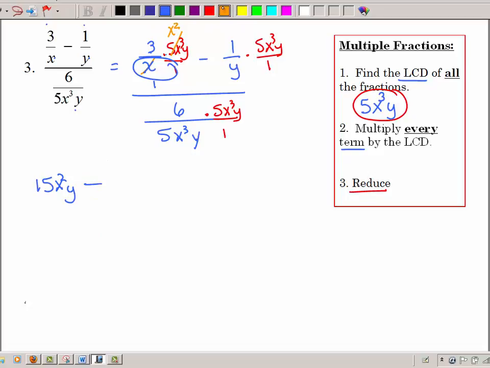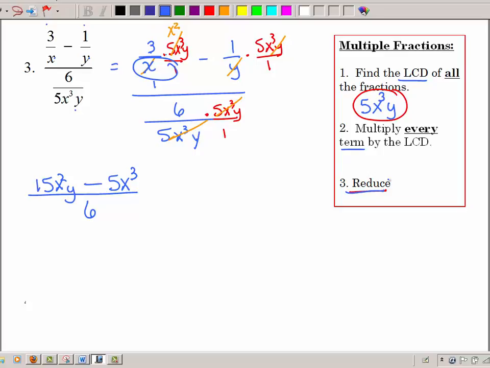Minus, here, let's see, the y's reduce, and I'm left with minus 5x cubed. On the bottom, all of that goes away, and I'm just left with 6. So I've gone from 3 fractions within a fraction to just one big fraction. And I have to reduce more. How could I reduce that?